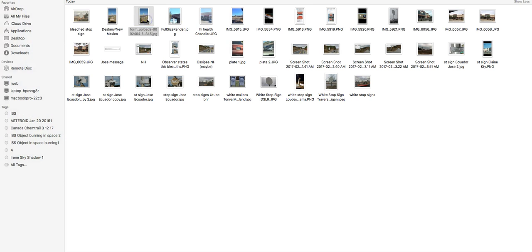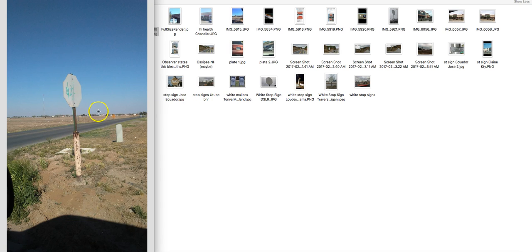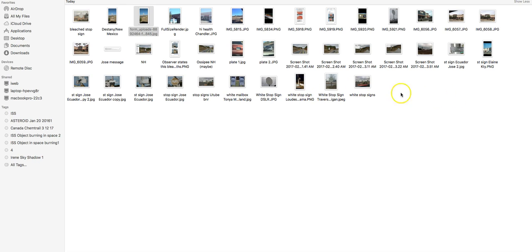Here's another one. I'm not sure where this one's from. Oh, New Mexico. That was just sent to me. Bleached white. Alabama, Idaho, New Mexico, Arizona.